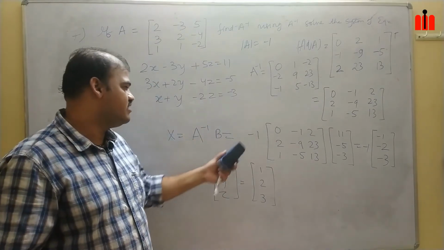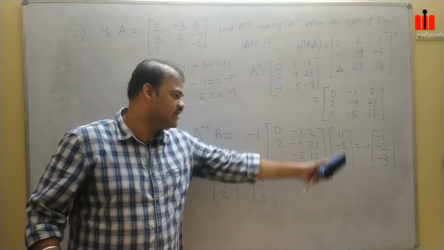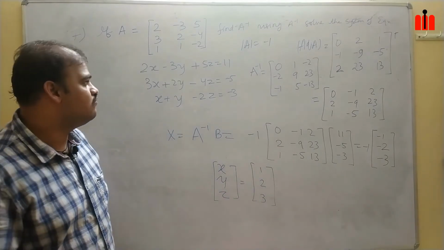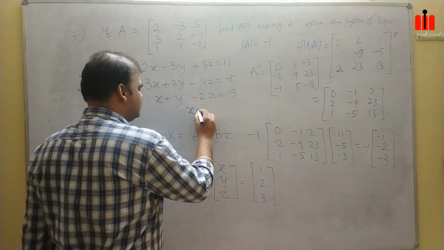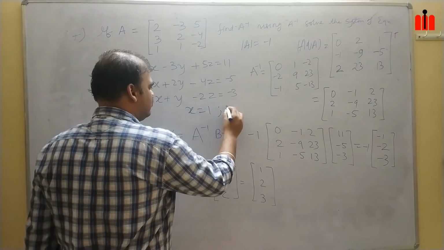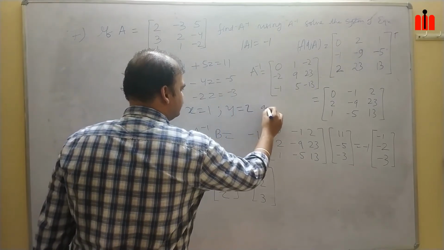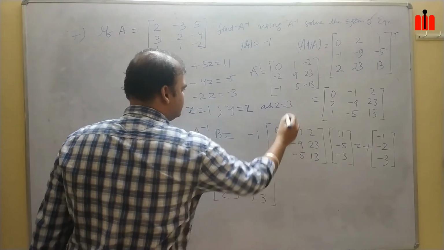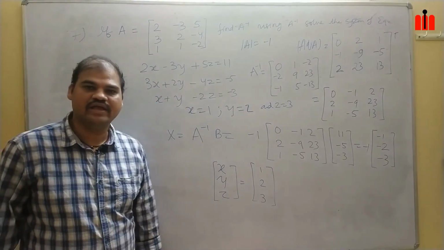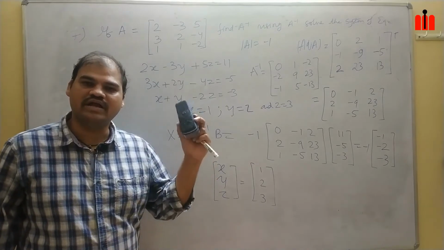So let's write that. After that we do A inverse into B, so we will get X as 1, 2, 3. So what is the value of X? X is 1, Y is 2 and Z is equal to 3. Okay. So this completes problem number 7.